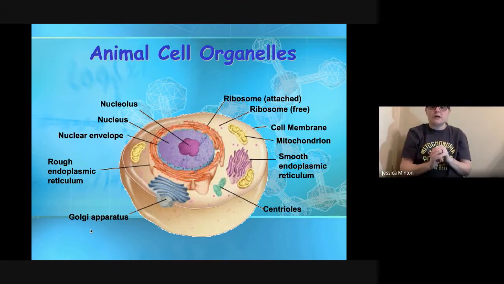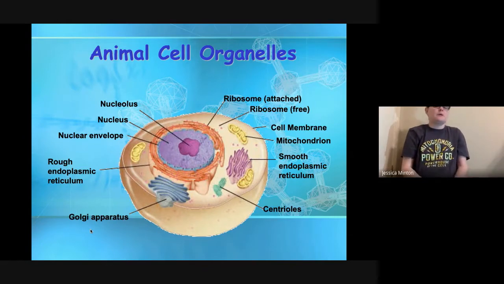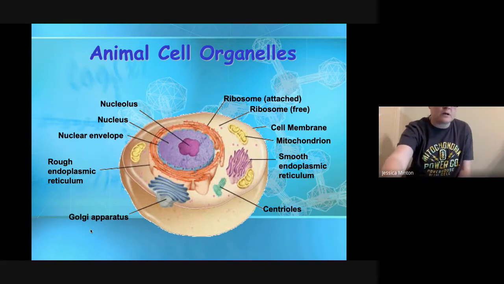You've also got attached ribosomes and free ribosomes, and they are going to do protein synthesis and help make those proteins for functions within the cell. You have a cell membrane. You've got the mitochondria. You've also got a smooth ER, or smooth endoplasmic reticulum. And then we have the centrioles, at least in this picture. There can be more that are not listed.